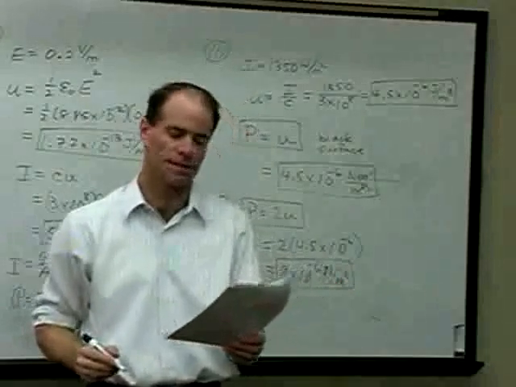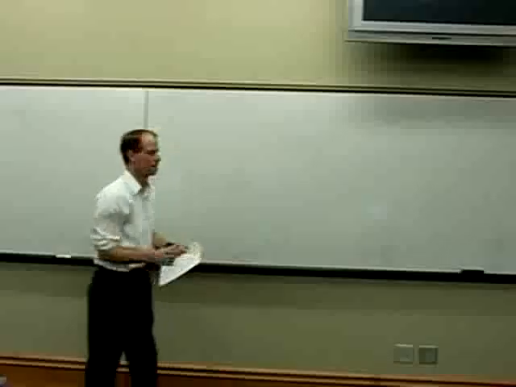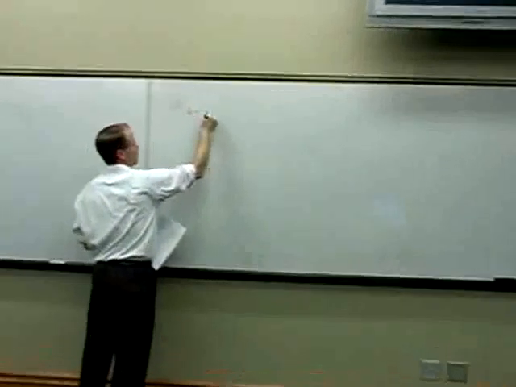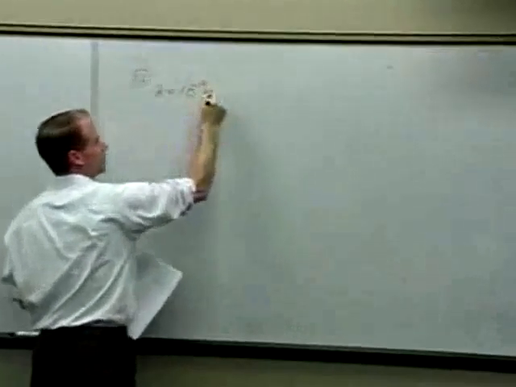Answer C. 12. Find the frequency of X-rays of wavelength 1 angstrom, equal to 10 to the minus 10 meters. All right, so we're given the wavelength, 1 angstrom, 10 to the minus 10 meters.